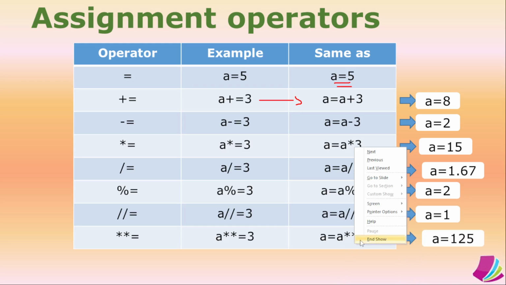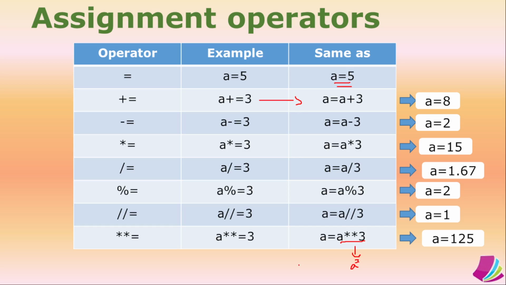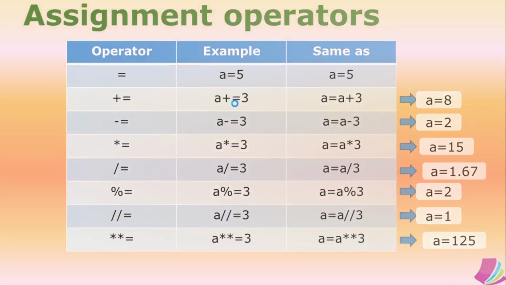So a star star 3 is nothing but a cube. If I have a star star 4, then it is equivalent to a power 4. So this is like a power operation. So these are the assignment operators. Why are we calling them assignment operators? I'm repeating again: the expression on the right side is calculated, and the value obtained is assigned to the variable on the left side. That is why they are called assignment operators.